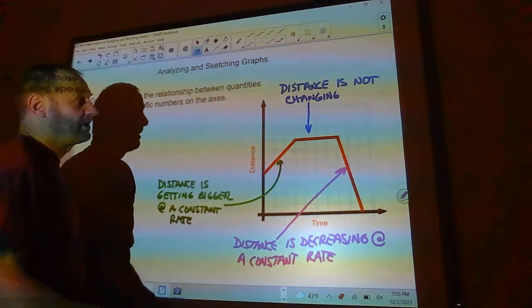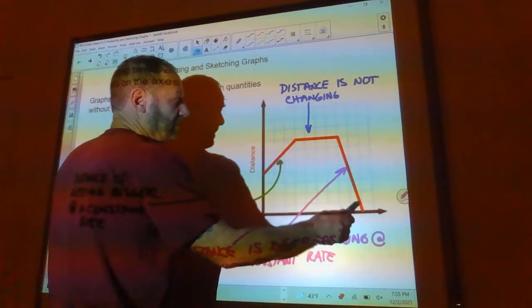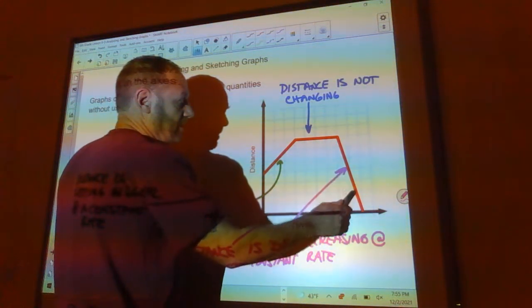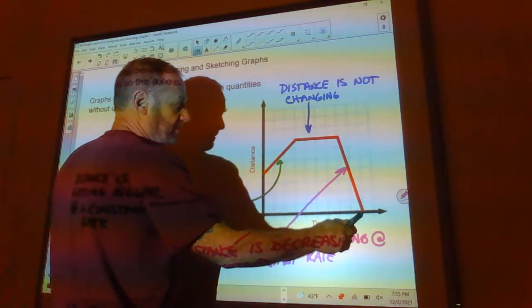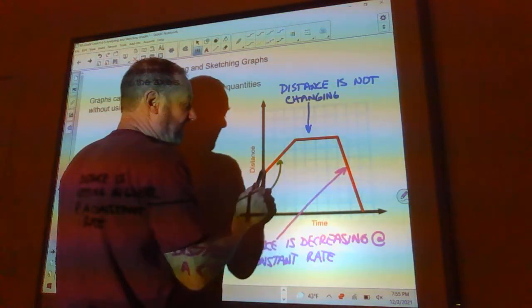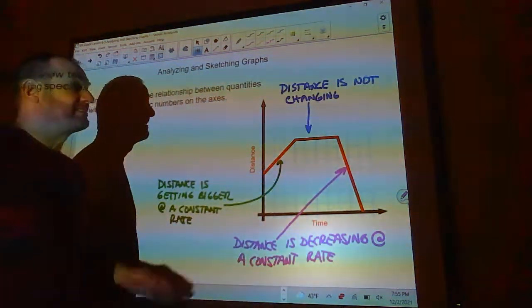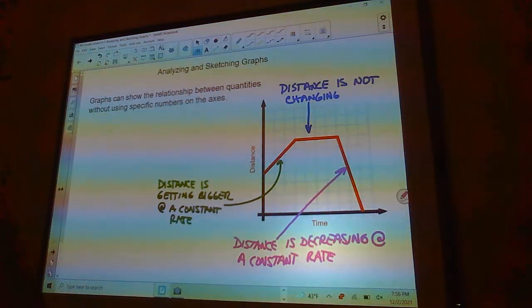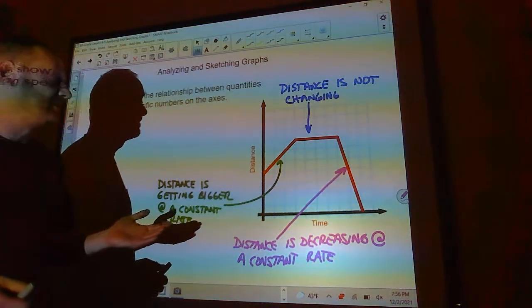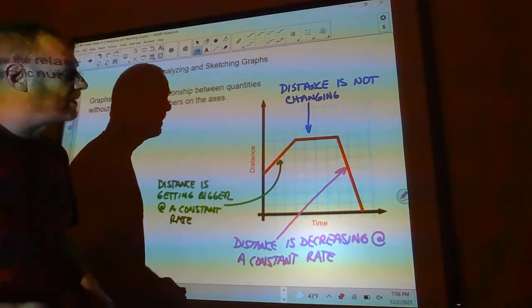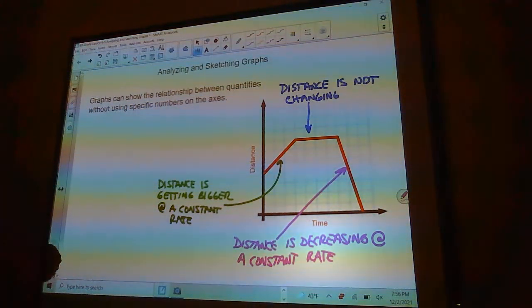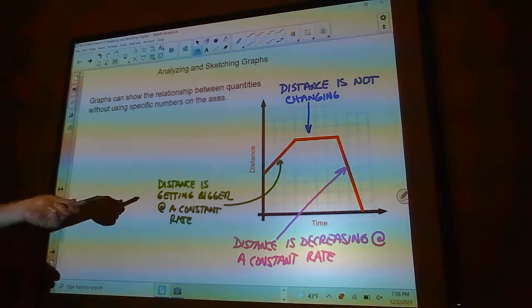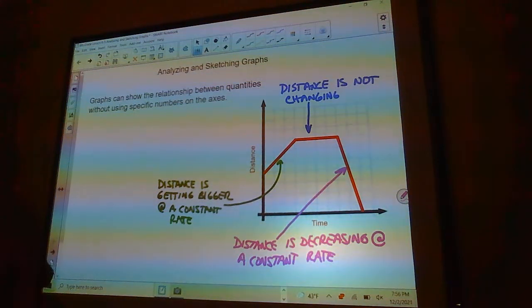Now, here's what I can also tell. This thing is closing on me, the distance would be 0 right here. It's closing much faster than it was going away because the line is steeper. So I can tell that from the chart. Now, I don't have any numbers. I don't know how far away it is because I don't know how big these squares are. But I can make those observations.